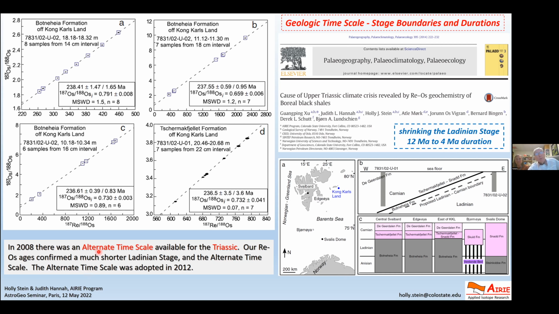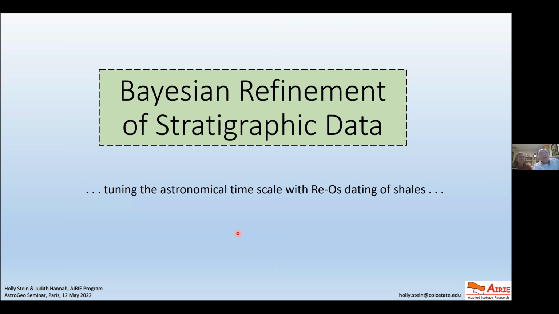And in 2008, there was an alternate time scale available for the Triassic. It was the alternate, not the one being used. And our rhenium osmium ages confirmed a much shorter Ladinian stage, meaning the alternate time scale was the correct one for the Triassic. So very valuable work that can be done with rhenium osmium in sediments. All right, I'm going to turn it over to Judy, who's been very patient here, and she's put together, I think, 4 or 5 slides, and then we've got one concluding slide to tell you about Bayesian refinement, which is of interest, I understand, to you AstroGeo folks.